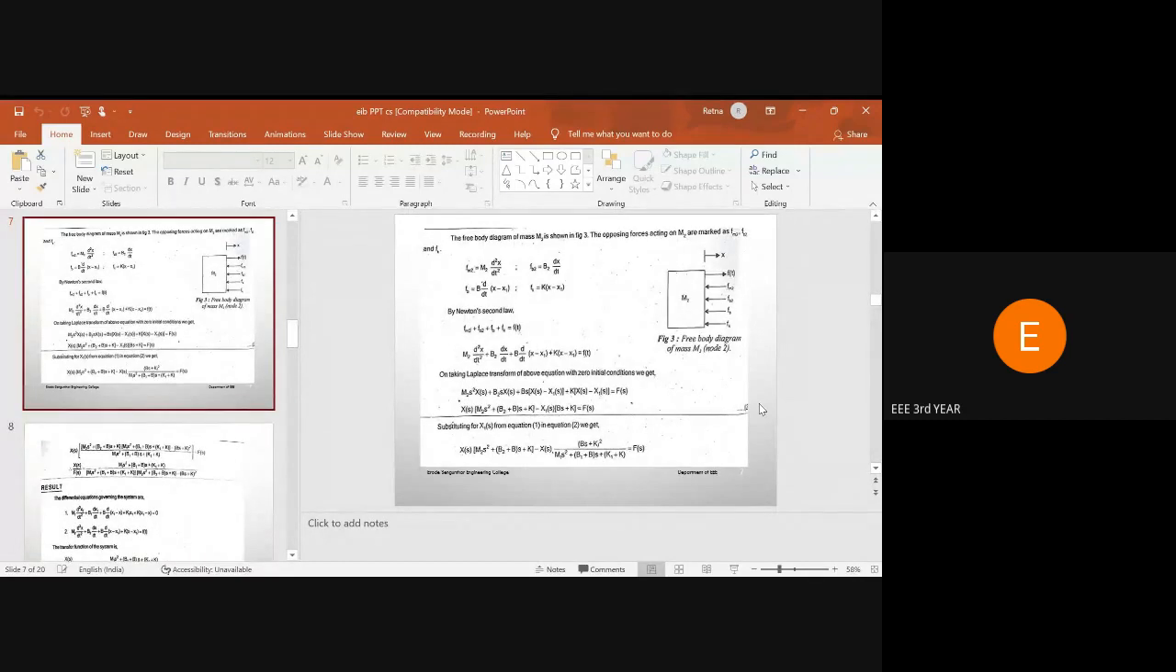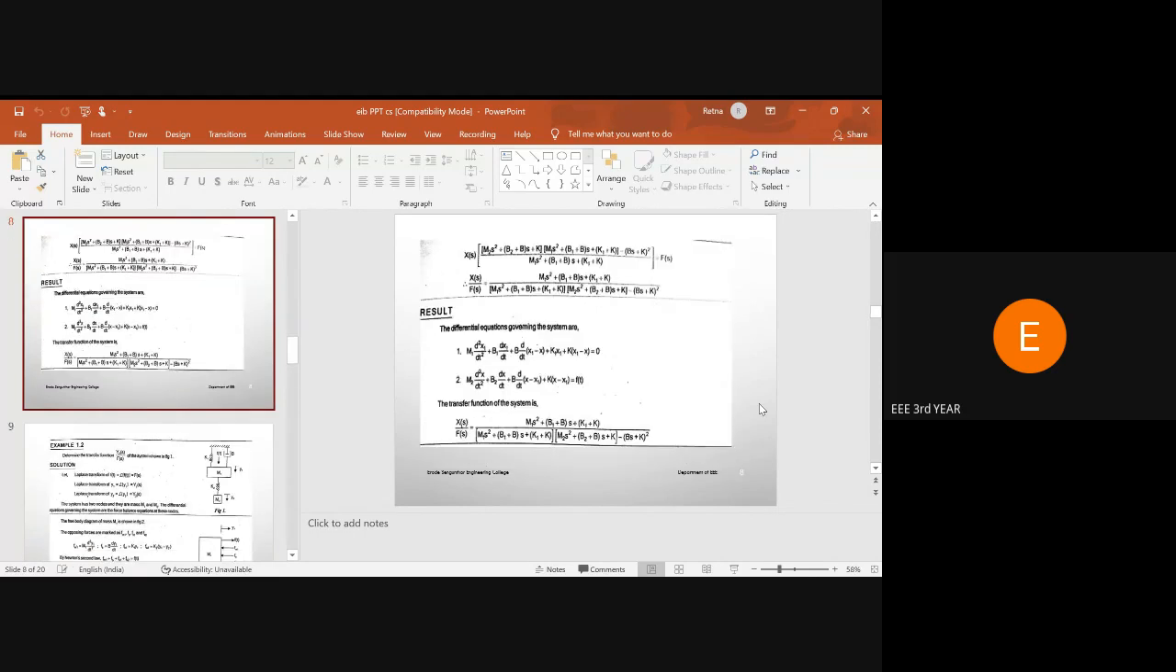Then cross multiply by m1 s square plus b1 plus bs plus k1 plus k. Then we get x of s into m2 s square plus b2 plus bs plus k into m1 s square plus b1 plus b into s plus k1 plus k minus bs plus k whole square divided by m1 s square plus b1 plus b into s plus k1 plus k equal to f of s. Next, f of s moves to the left hand side.